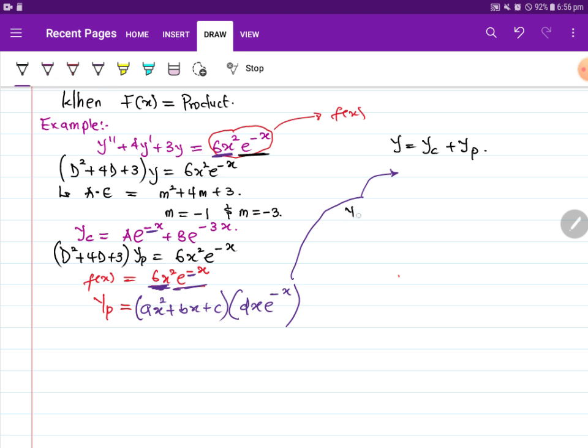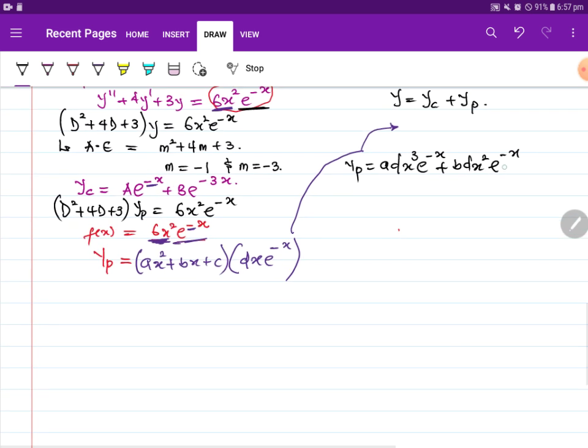YP is now equal to AX squared times DX exponential minus X. That will give us AD X to the power 3 exponential minus X, plus BX times DX exponential, that will be plus BD X squared exponential minus X, and C times, that will give us plus CD X exponential minus X.